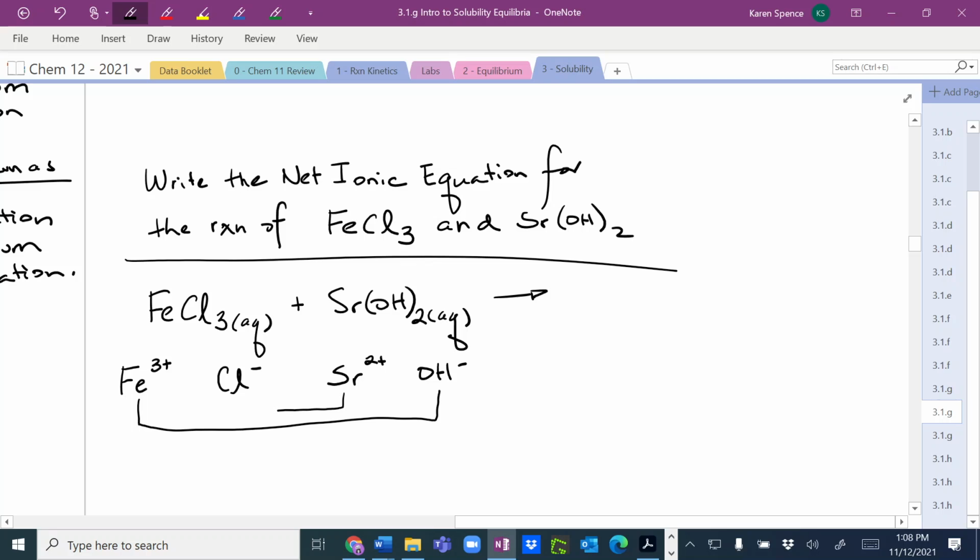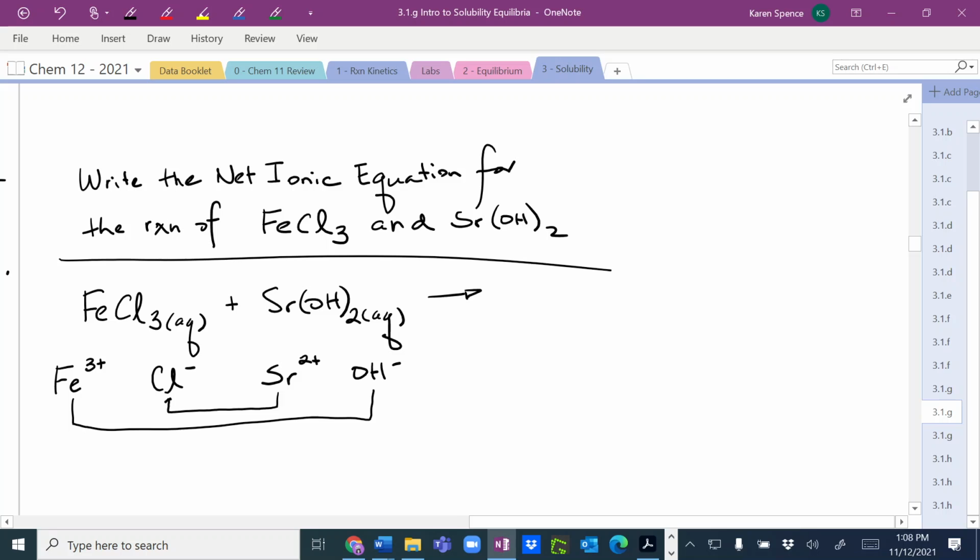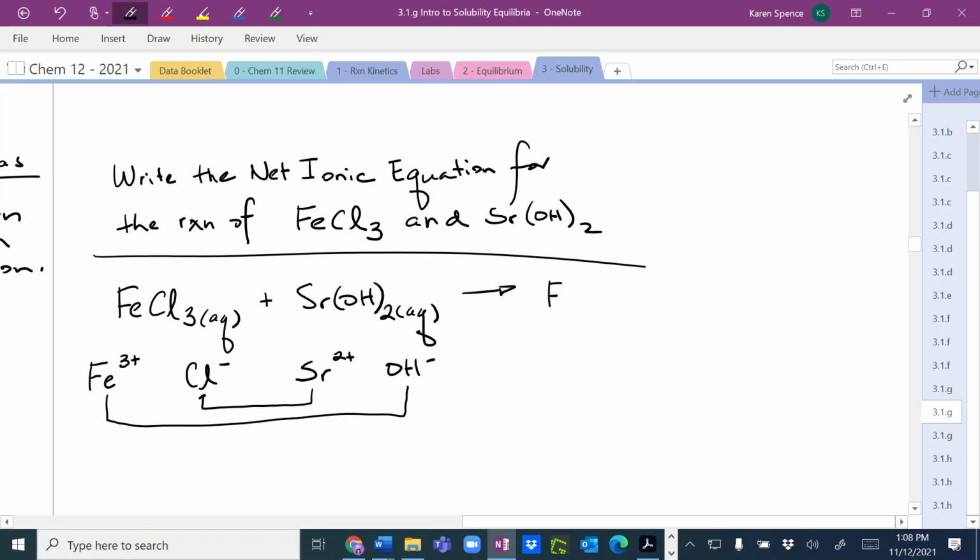If anyone's having any challenges, don't forget you combine your outside ions and your inside ions. So we'll have Fe(OH)3 and SrCl2. And we look up those solubilities. Is iron hydroxide solid or aqueous? Solid. Strontium chloride is aqueous. Now, can I just go splitting apart my ions yet? No, what do I have to do first?